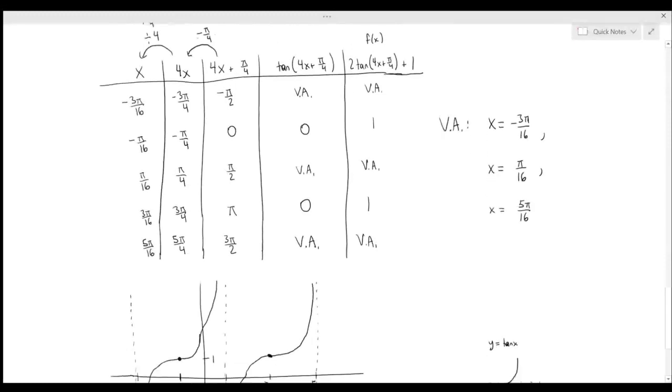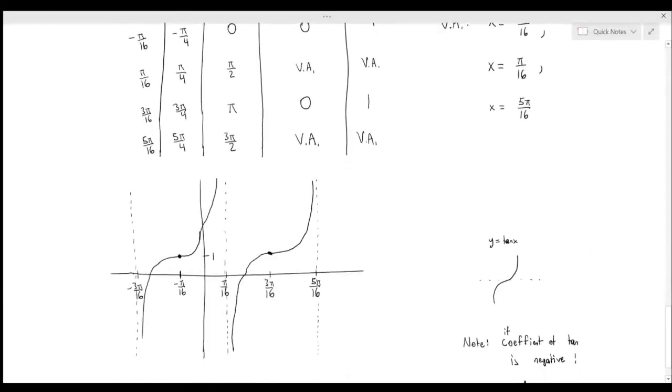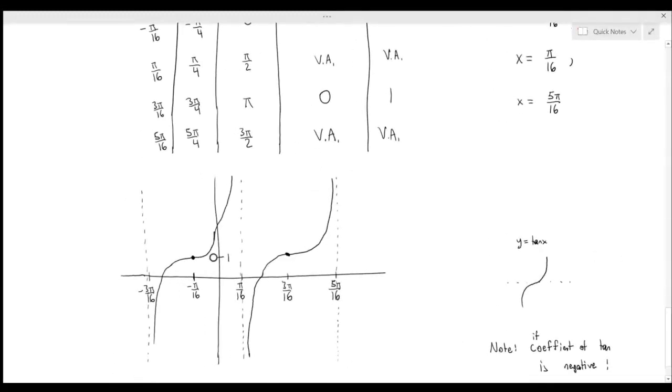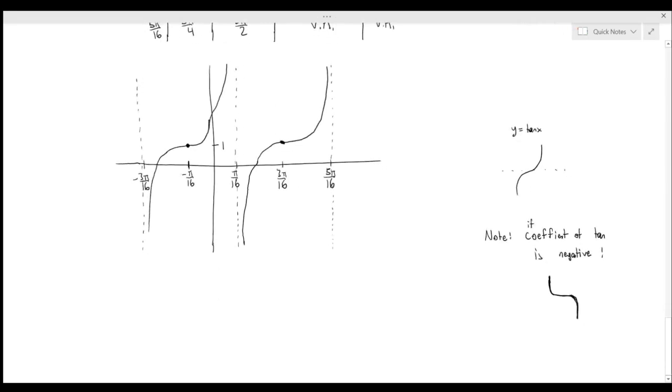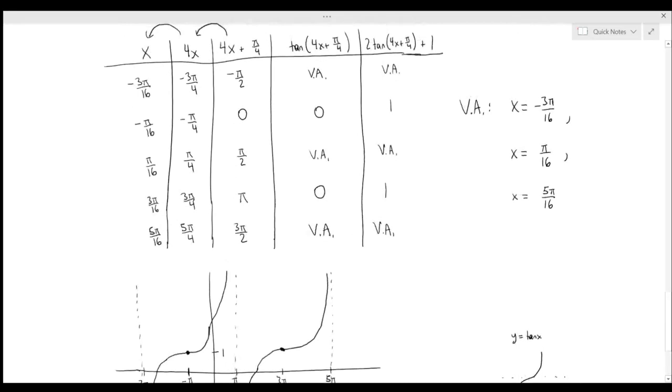So for this problem, since the coefficient of tangent was positive, I drew it looking more like an ordinary tangent function. But if the coefficient were negative, then I would have drawn it this way instead. But tangent, I think, is somewhat simple. You just have to pay attention to where the vertical asymptotes are primarily. All right, so any questions about that?